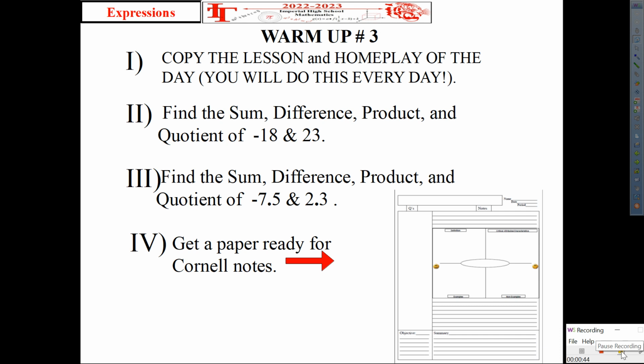Copy and go. All right, so with that said, look at number 2. It says find the sum, difference, product, and quotient of negative 18 and 23. Share with your neighbors, see what you got for those 4 operations for number 2. Then I'll call on someone.